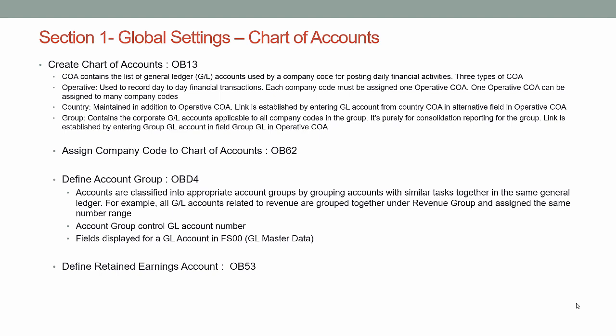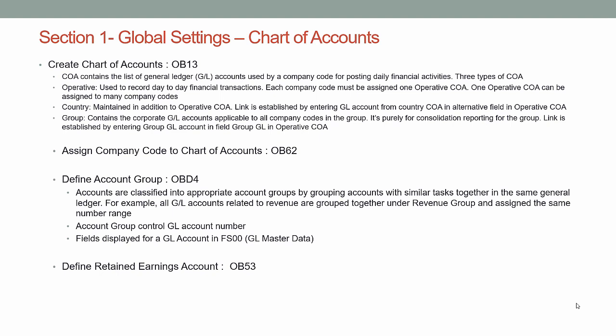There are three types of chart of accounts. Operative chart of accounts is a mandatory chart of accounts. Each company code must be assigned one operative chart of accounts. The daily financial activities or transactions, accounting transactions, are posted to GL accounts in the operative chart of accounts. For example, any expense paid will be posted to an expense account and to a cash account. Both these GL accounts will be there in the operative chart of accounts.